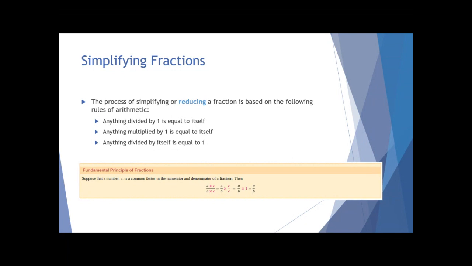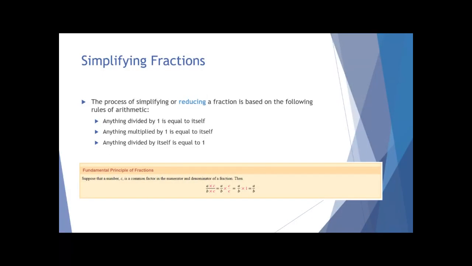So we simplify using these basic rules. The fact that anything divided by 1 is equal to itself. The fact that anything multiplied by 1 is equal to itself. And the fact that anything divided by itself is equal to 1. So just special rules regarding the number 1.